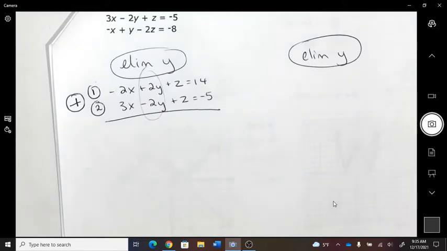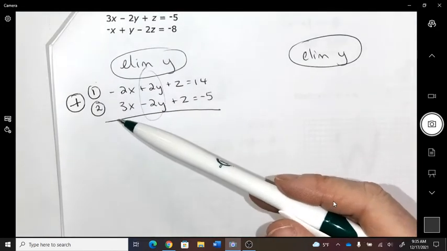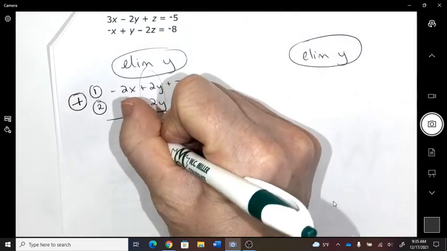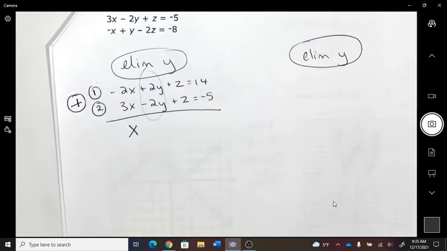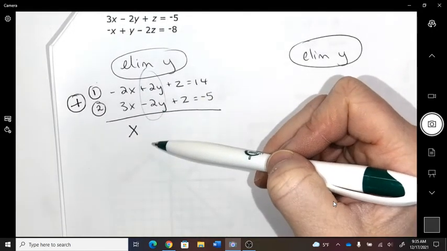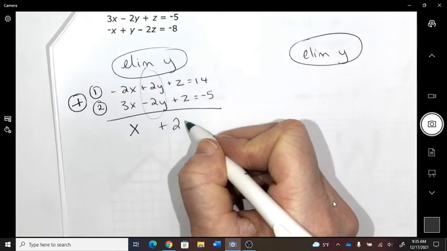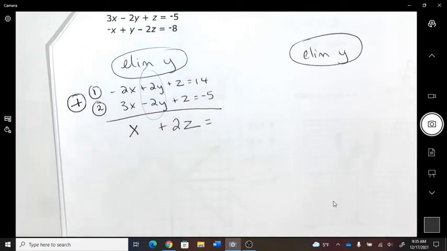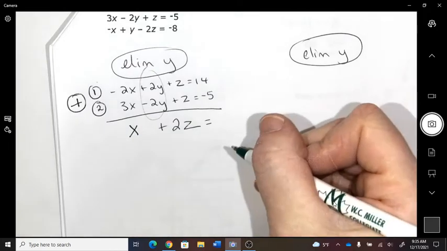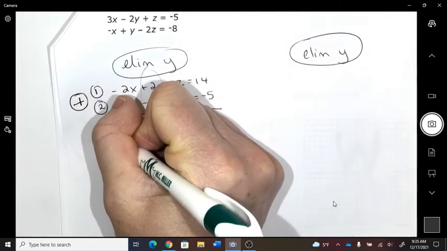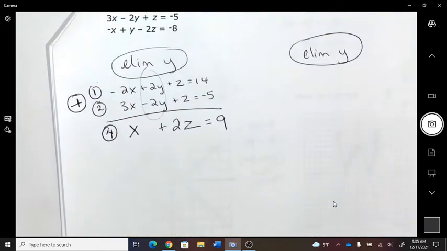Okay. -2 plus a 3 makes 1x. That's gone. Z plus Z makes 2Z. And 14 plus a -5 makes 9. Okay, and just for my organization, I'm going to call that the 4th equation.